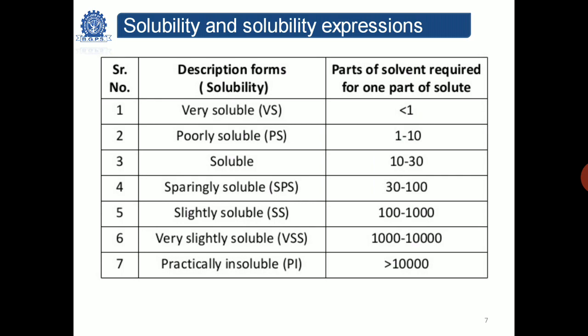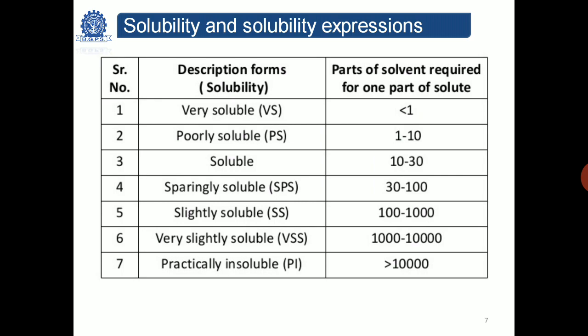So we can observe solubility can be of different types like very soluble, poorly soluble, soluble. This is representing the nature of the drug or the substance and the parts of solvent required for one part of the solute. When we say very soluble, at that time less than one part of the solvent is required for one part of the solute.